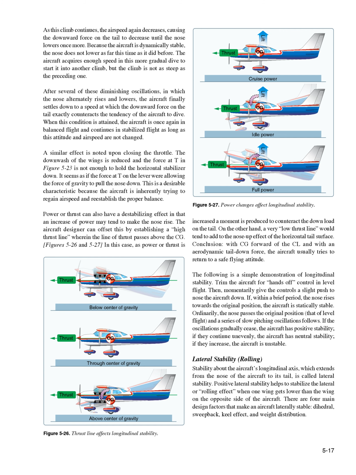Lateral stability (rolling): stability about the aircraft's longitudinal axis, which extends from the nose of the aircraft to its tail, is called lateral stability. Positive lateral stability helps to stabilize the lateral or rolling effect when one wing gets lower than the wing on the opposite side of the aircraft. There are four main design factors that make an aircraft laterally stable: dihedral, sweepback, keel effect, and weight distribution.